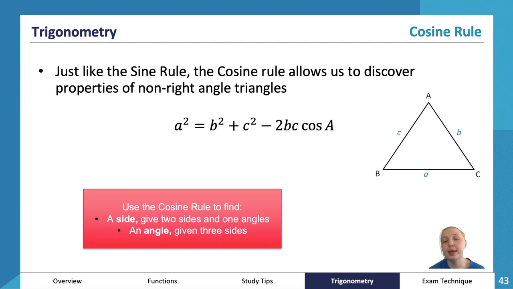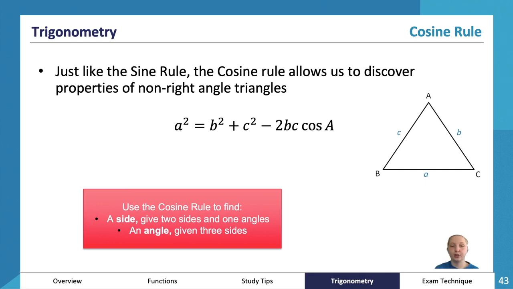I've written that in a bit of a weird way, because on your formula sheet it's given to you as c squared equals a squared plus b squared minus 2 times a times b times cos C. I mean, it's the exact same thing, just using different letters. So we've got a squared equals b squared plus c squared minus 2 times b times c times the cos of A. The big thing to remember here is that if you're doing a squared, so this side, you use the corresponding angle, so the opposite angle to this side.